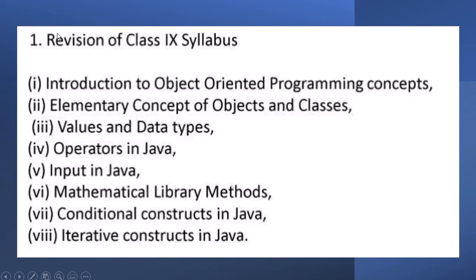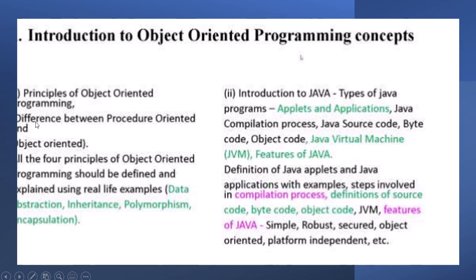Okay, and the revision, these are the topics that you have to learn. Revision of grade 9 syllabus, introduction to object oriented programming, elementary concepts of objects and classes, values and data types, operators in Java, input in Java, mathematical library methods, conditional constructs in Java, and iterative constructs in Java. The next one is the first one in brief.